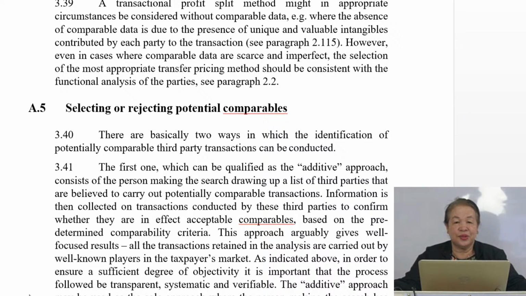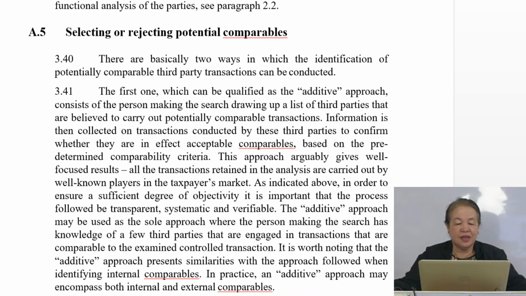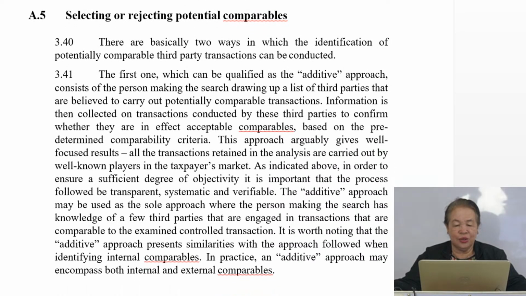Selecting or rejecting potential comparables, no? There are basically two ways in which the identification of potentially comparable third-party transactions can be conducted, no? Ito yung comparable third-party transactions. I-compare natin, no? So, compare the third party. The first one, which can be qualified as the additive, no? Ito yung additive. Ako, I'm using the additive, yung the other one, no?